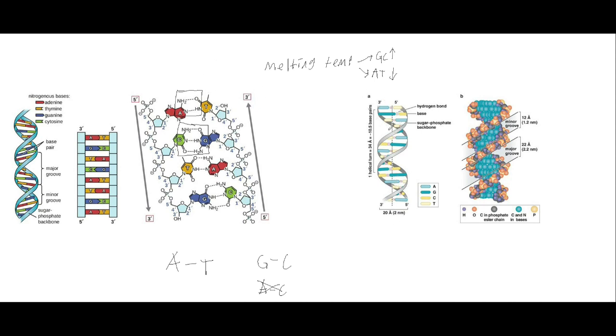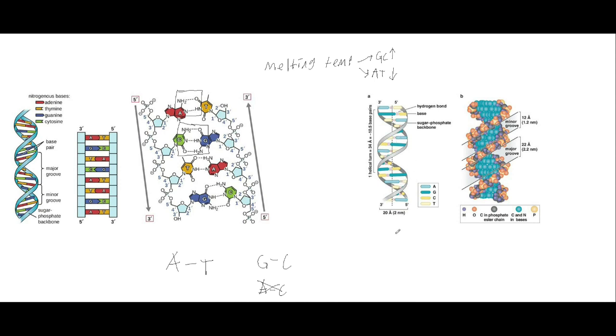So we see over here, the DNA strand has a very regular structure. It's 20 angstroms, 2 nanometers across, and one helical turn is 34 angstroms, which is 10.5 of these base pairs. So we have a turn every 10.5 base pairs. You should also notice that DNA has a right-handed turn.